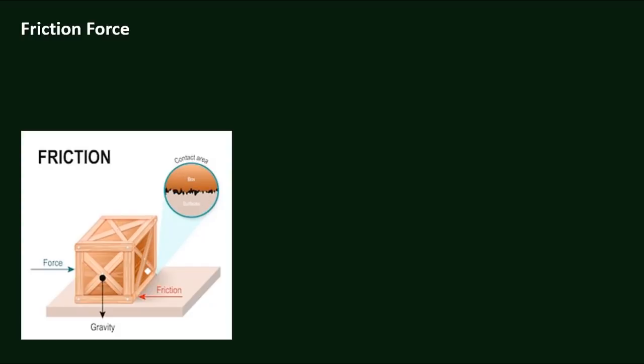Looking at objects, they seem to have smooth surfaces, but if you look at it on a micro scale, no two surfaces are smooth. There's something called a surface roughness. See how rough the two surfaces are? This is the surface on the floor. This is the surface of the box. So when this box is sitting on the floor, it's really not easy to push it. You know, it's not easy to push it, let's say towards the right.